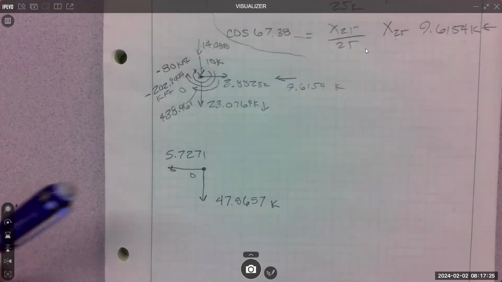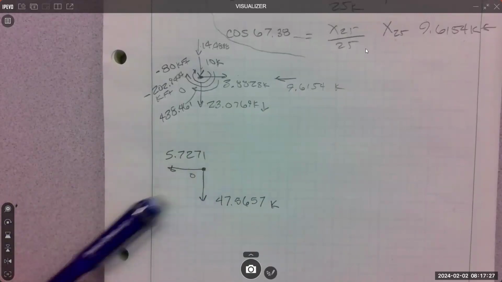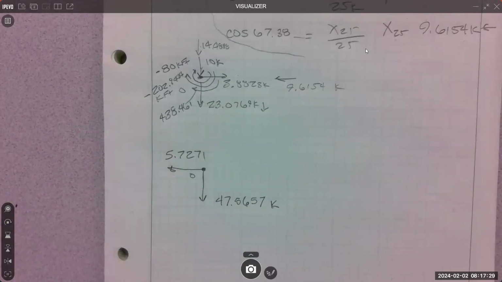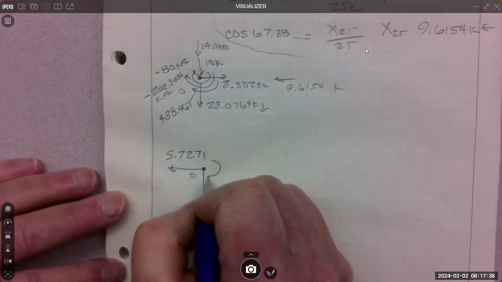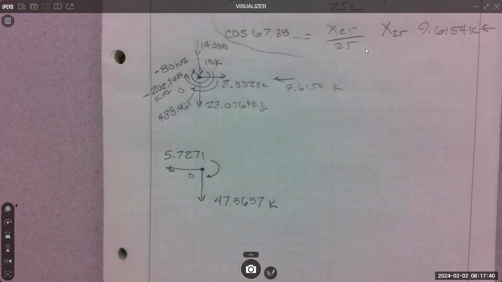And I do graphically draw it this way because it's gonna end up to create the resultant. And it'll tell you the quadrant and location of where the resultant is. So that's important. All right, and then we add our moments up. So just summing everything up, this is the kip feet, 80 and 202 and 438.